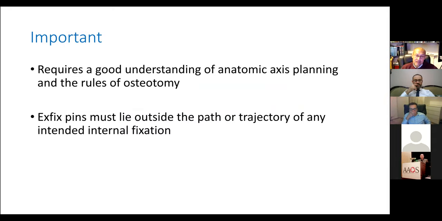Whichever technique, circular or monolateral, you need to do your planning, you need to understand the rules of osteotomy, and as mentioned by the previous speakers, you've got to think about where your X-fix pins are going, because they've got to stay out of the way of the trajectory of your intended internal fixation implant, be it nail, plate, whatever.